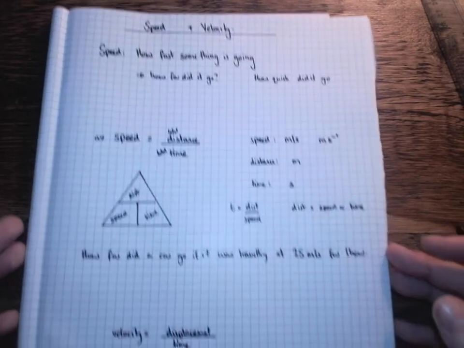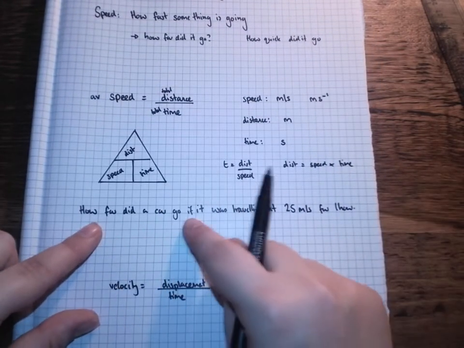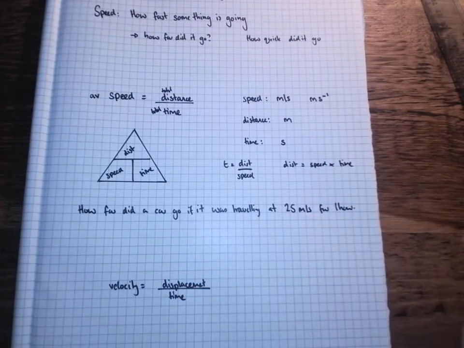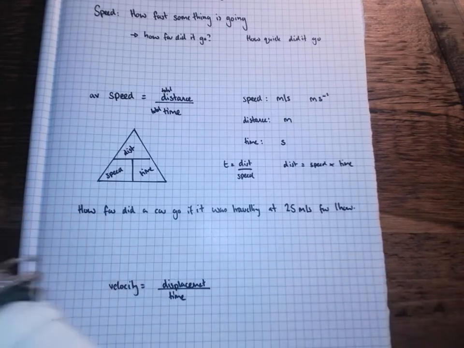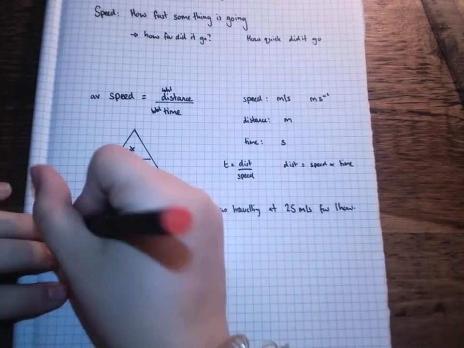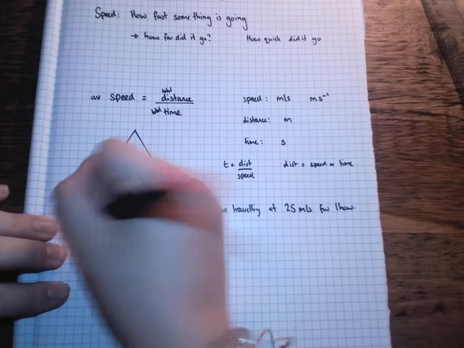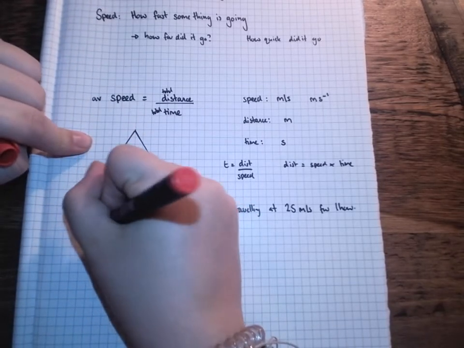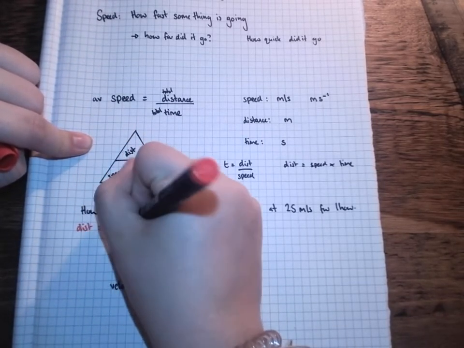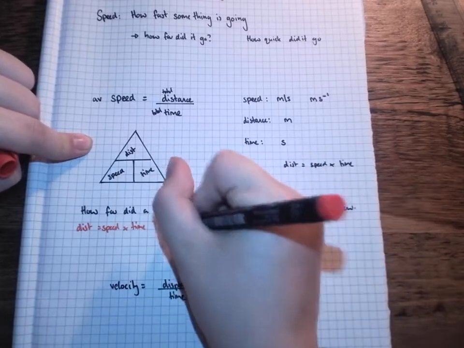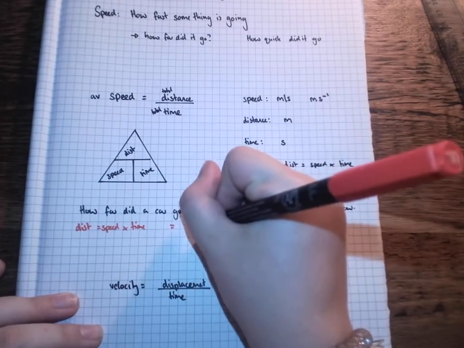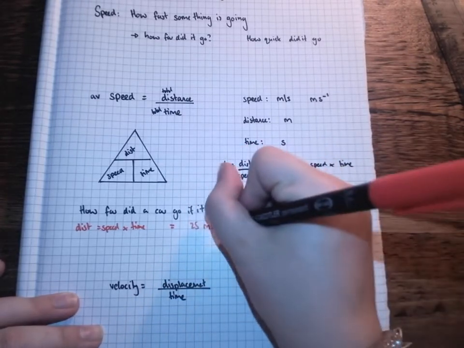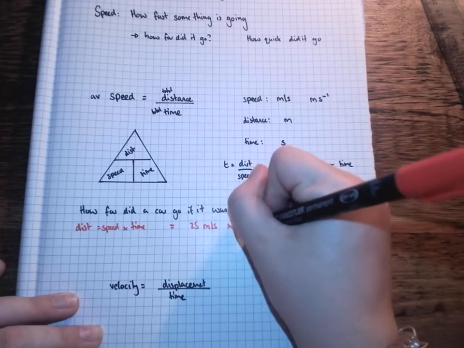Okay, so we've got an example question here. It says, how far did a car go if it was traveling at 25 meters per second for 1 hour? So in this case, I'm going to look at my equation and select which equation I'm using. I'm going to be using distance because I want to know how far it's gone. So distance is speed times my time. I'm then going to plug in my values. So my speed is 25 meters per second, multiplied by my time, which is 1 hour.